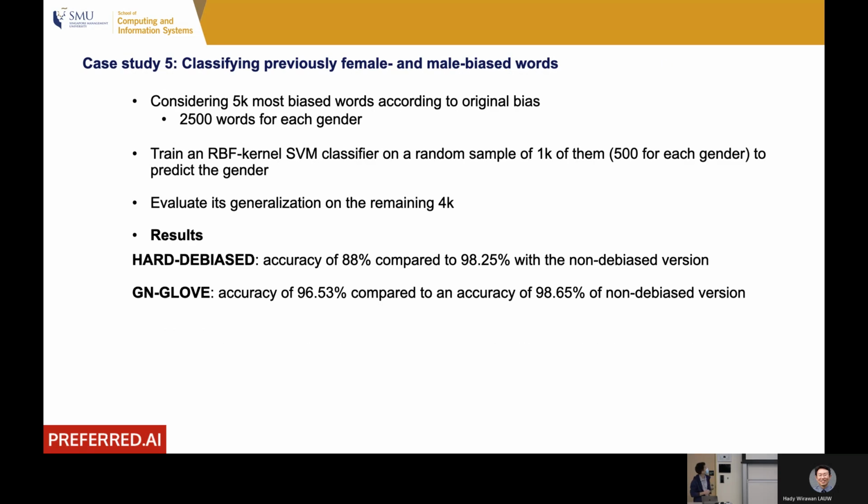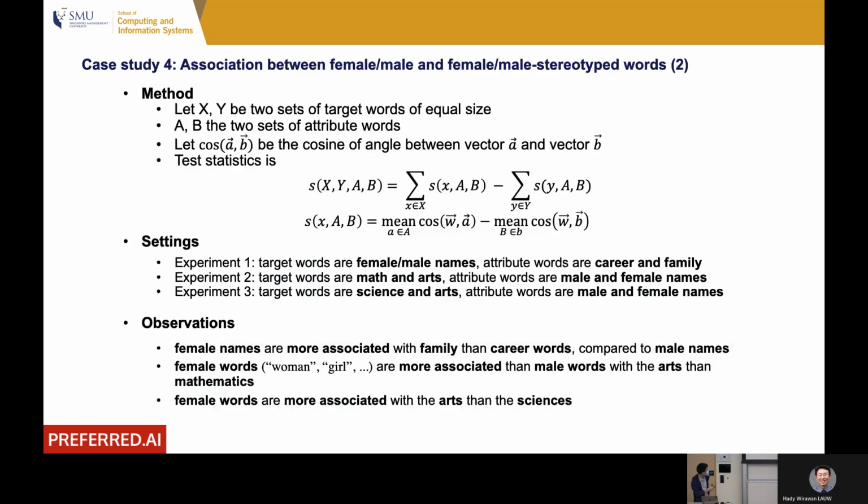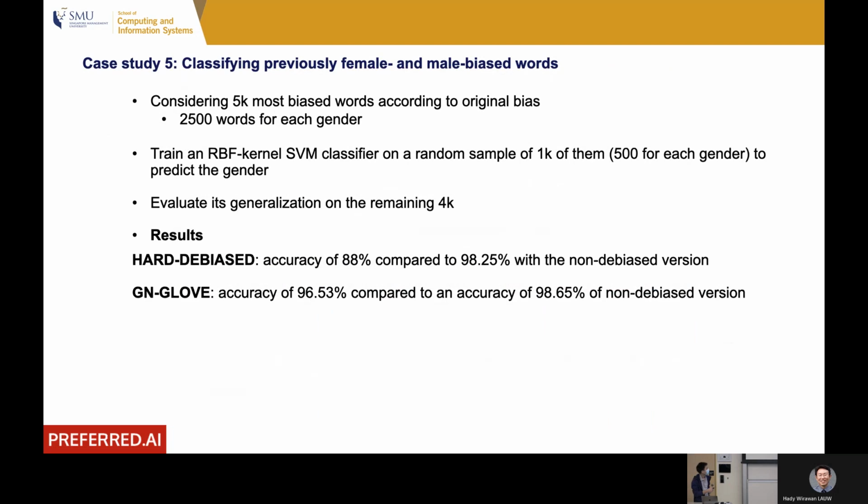The final experiment is that they try to classify the previous male and female biased words. They train an RBF kernel SVM classifier to classify the words before and after debiasing the gender bias. For hard debias, they achieve an accuracy of 88% compared to more than 98%. With similar observations for GN GloVe, they also conclude that the gender bias is still contained in the word embedding.